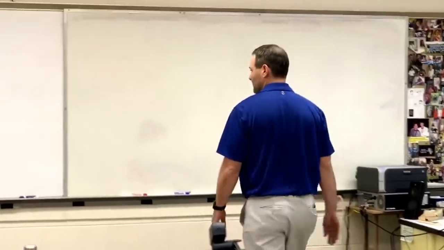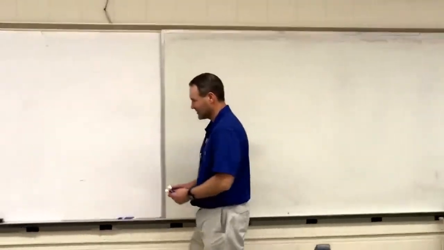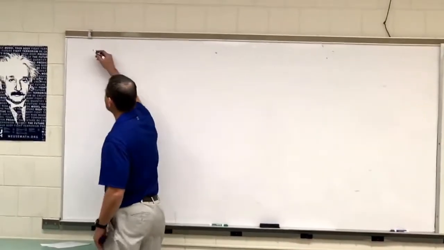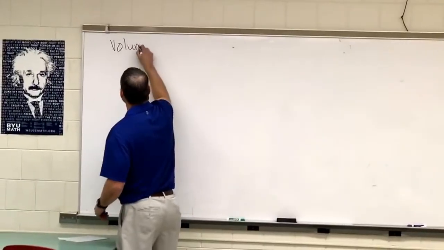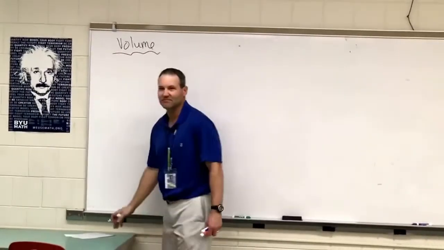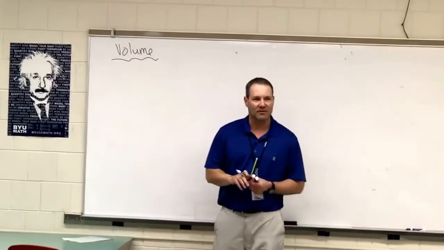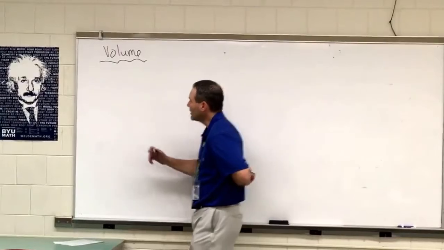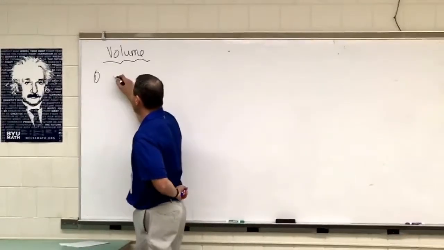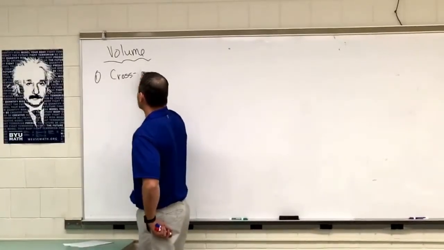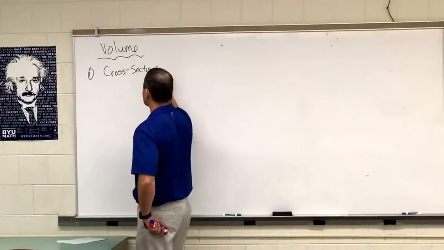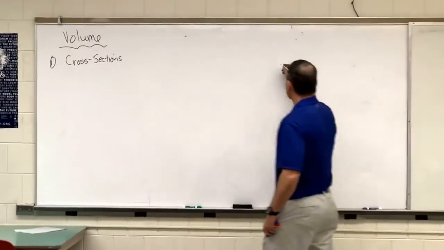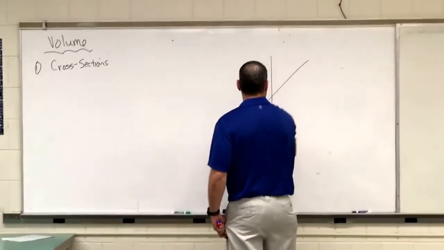Alright, so 7.3, most of the section is all about volume, finding the volume of something. The first type of problems you'll have are like using their cross section. That may not make sense to you right now, but hopefully we'll clarify it a little bit with a problem.